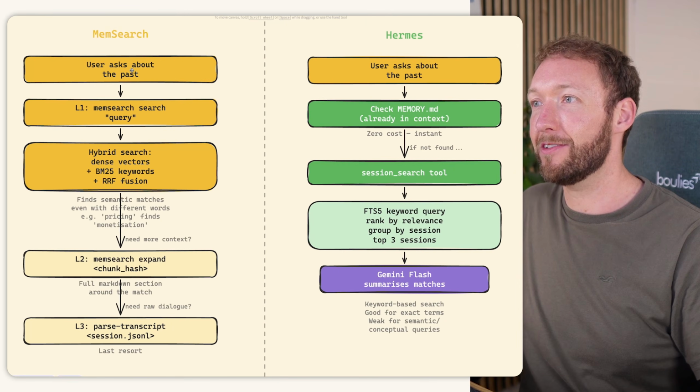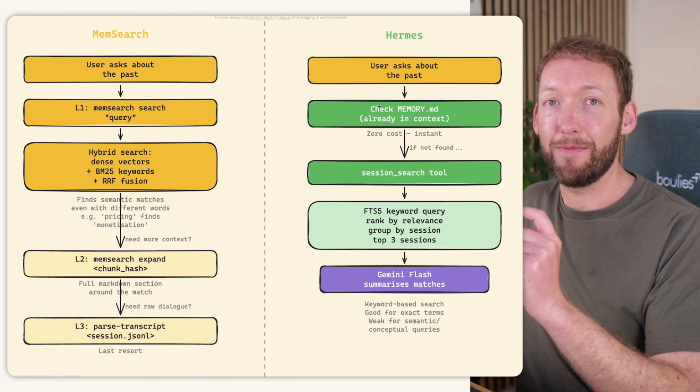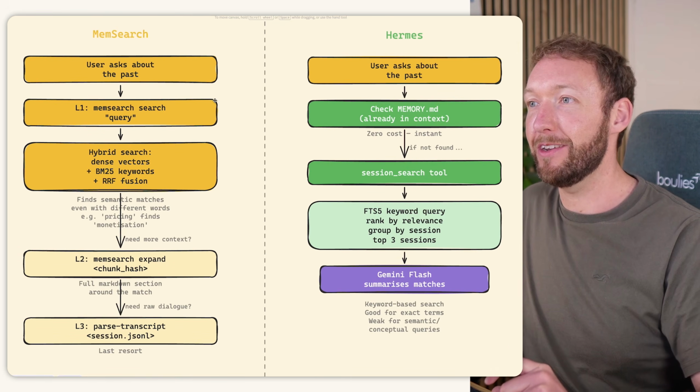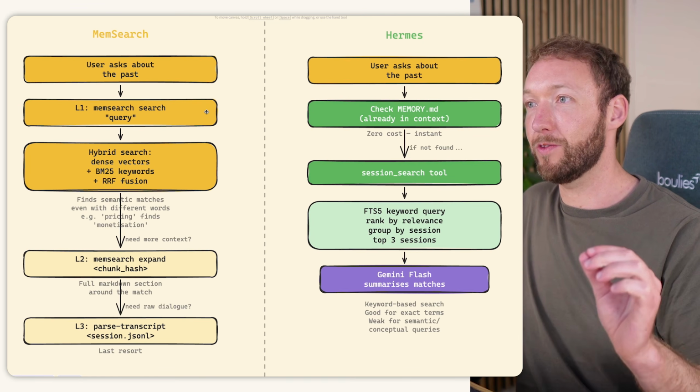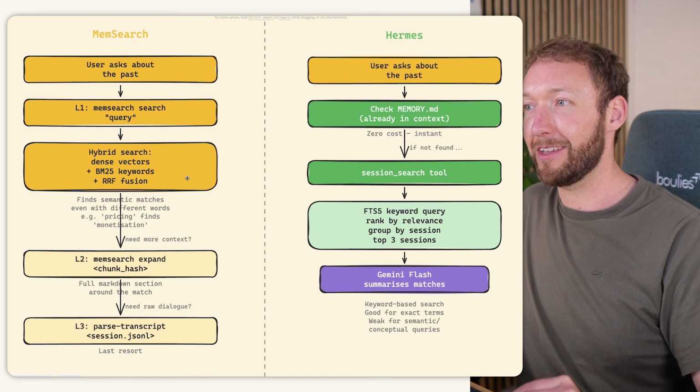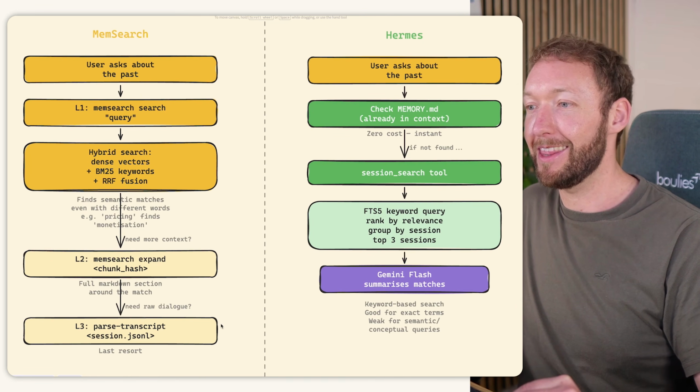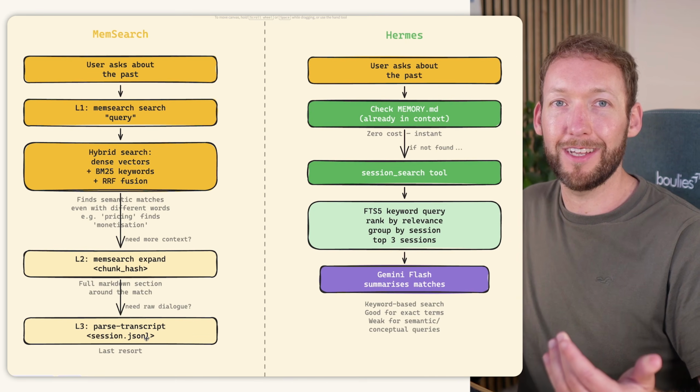So the user asks about the past, it's going to check the memory.md and the context that's in that existing window. And if not found, then it's going to go on to MemSearch to start searching the vector database by keyword and meaning, and then continue to level 2 and level 3 if it needs to do so.